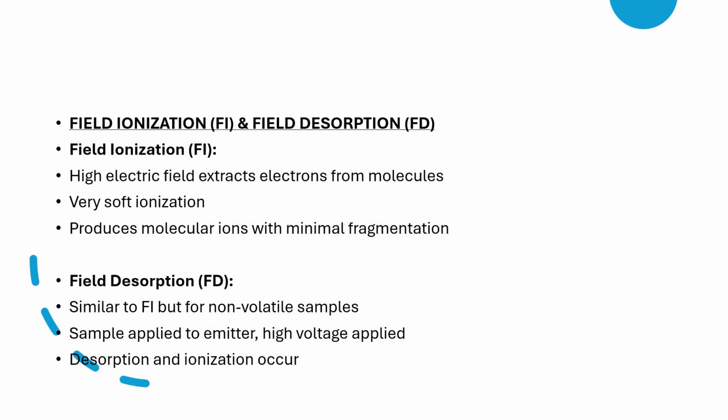In-field desorption is similar but designed for non-volatile samples. You apply a sample to a special emitter, apply high voltage and get simultaneous desorption and ionization. These techniques are useful for non-polar compounds and can provide complementary information to electron ionization. However, they are quite specialized and not commonly found in every lab.